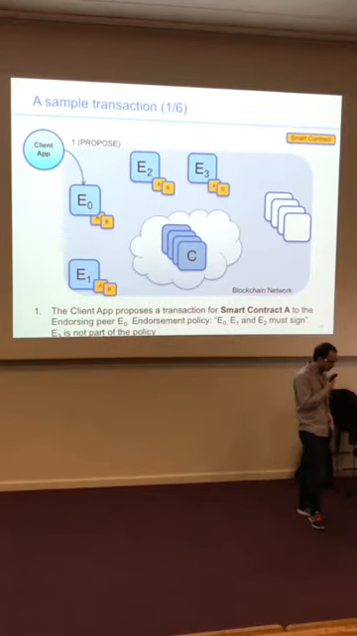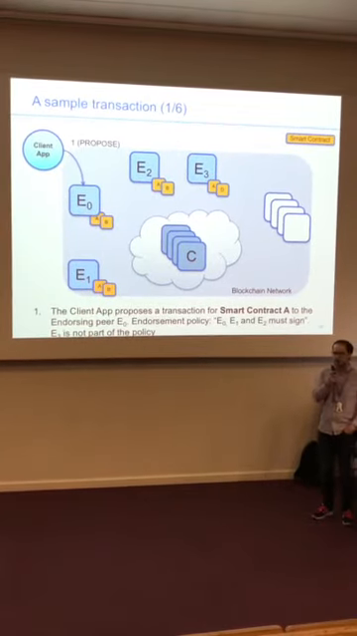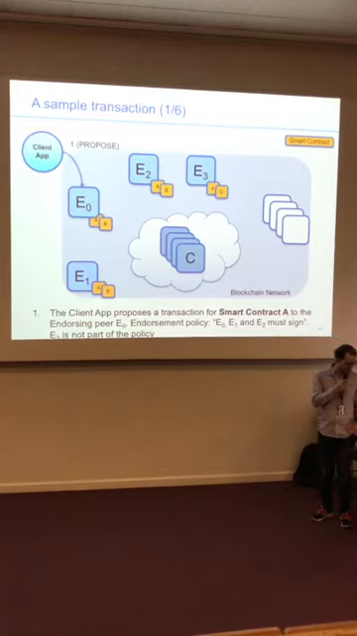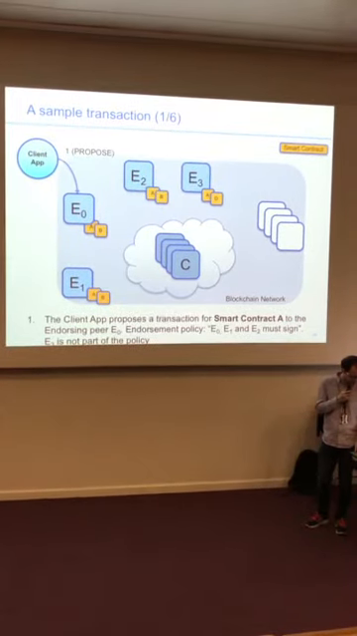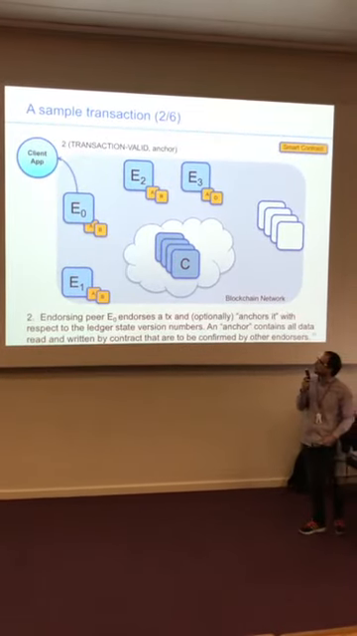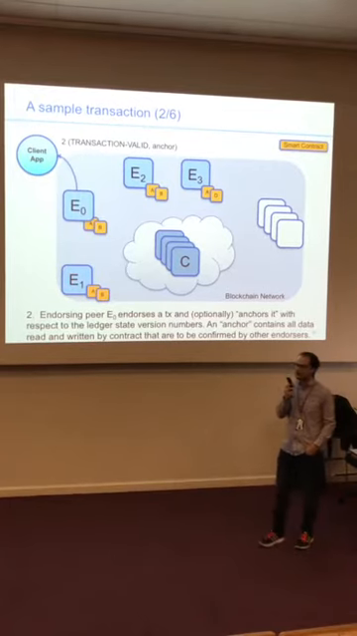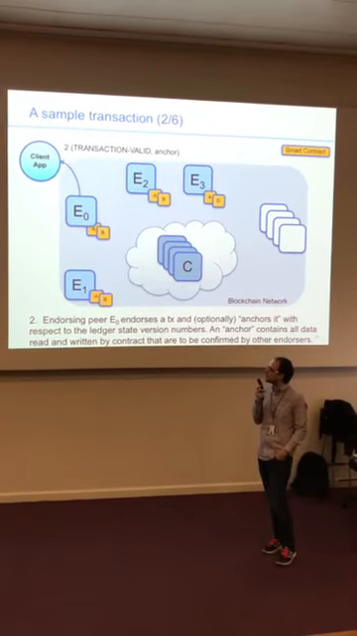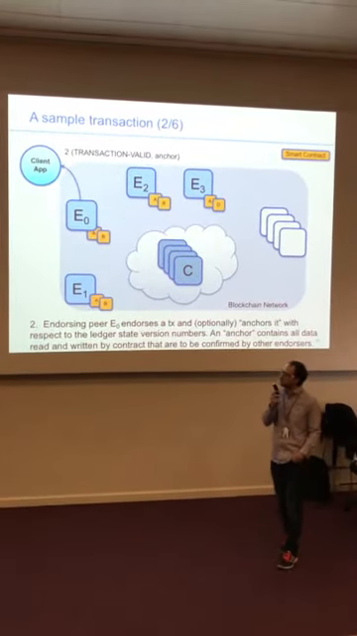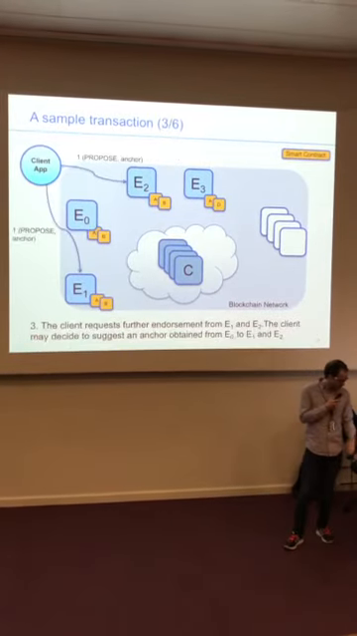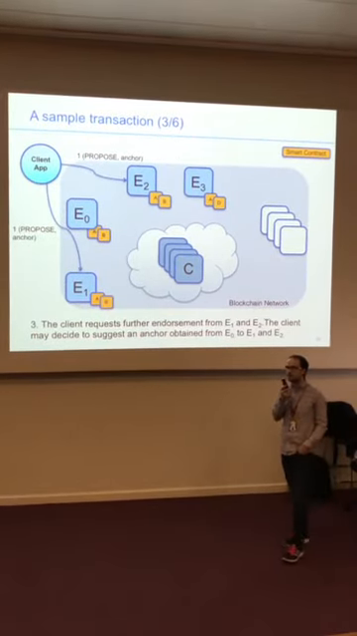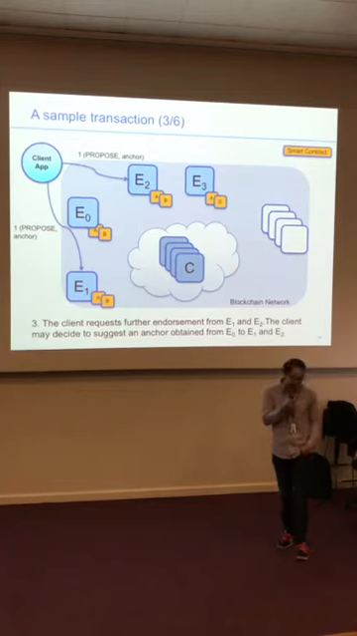And the endorser will run the smart contract, check the results, and either say yes or no, or reject the transaction. And it will feed that back to the client. And at that point, the client has an endorsement for their transaction from E0. That doesn't meet the endorsement policy, so they need to send a proposal on to other endorsers and get more endorsements.